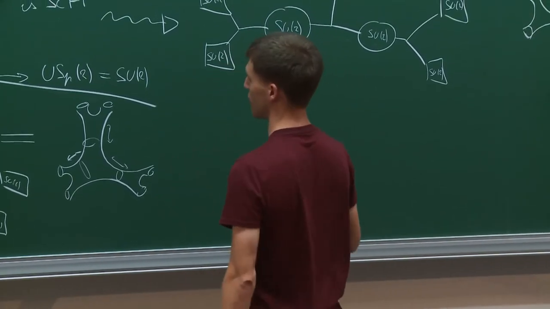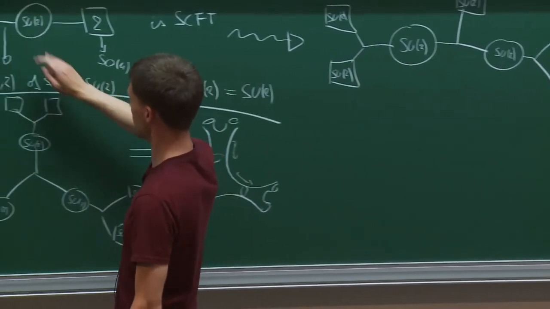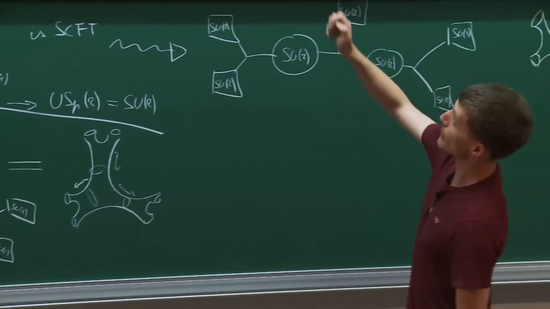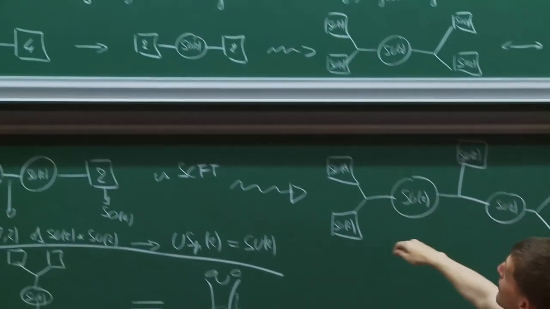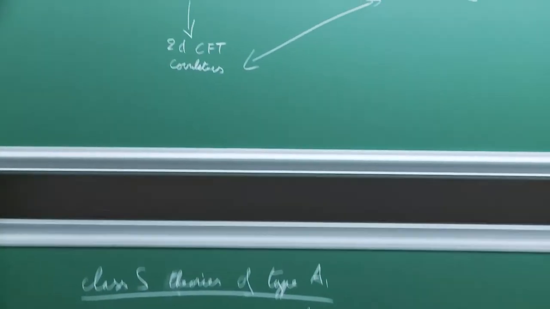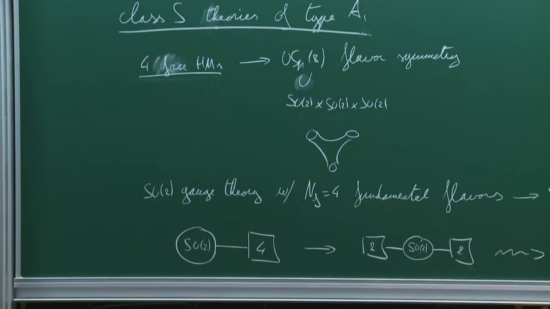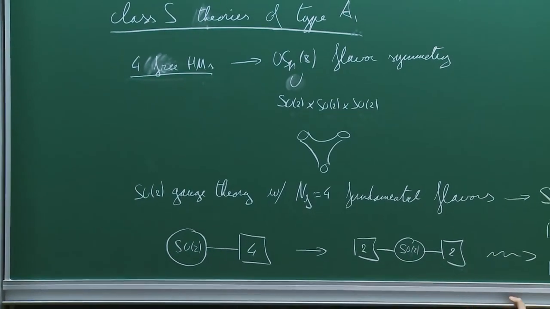So this was all for SU2s. We had SU2 gauge groups. We had SU2 flavor symmetry sitting everywhere. That's where the disclaimer comes from, that it's class S theories of type A1. A1 is SU2, and we see SU2s all over the place.